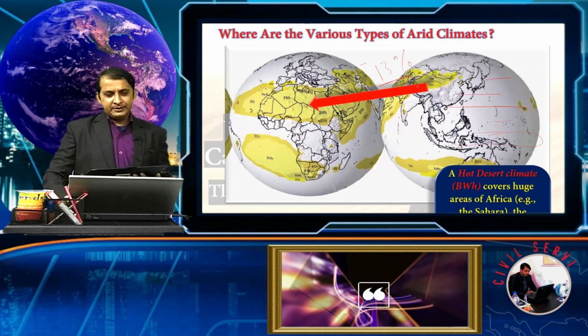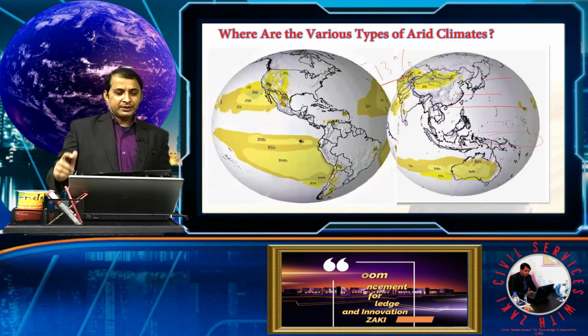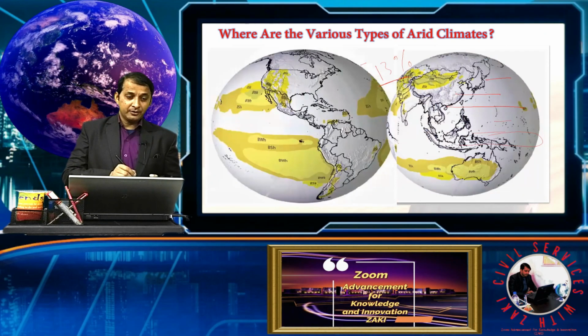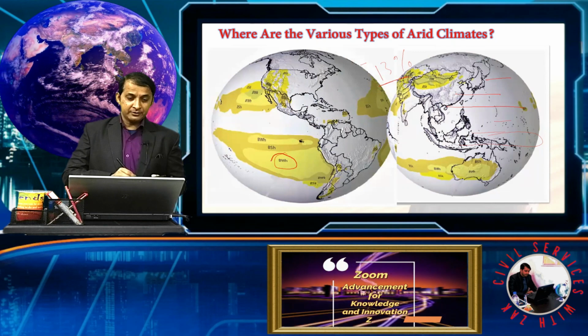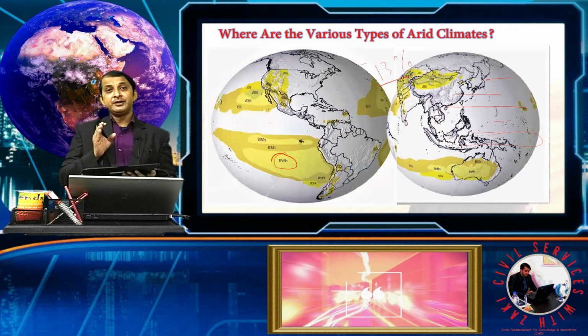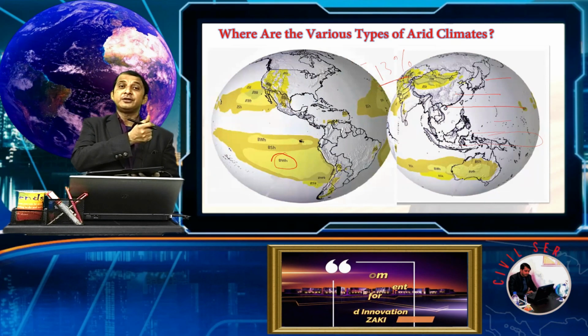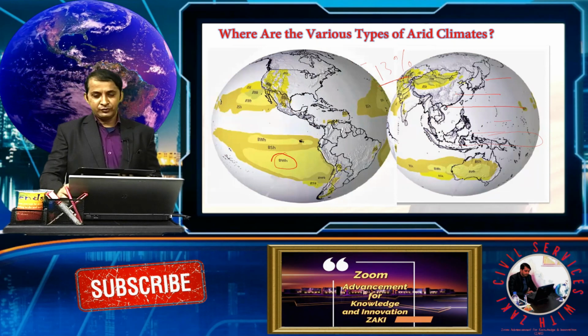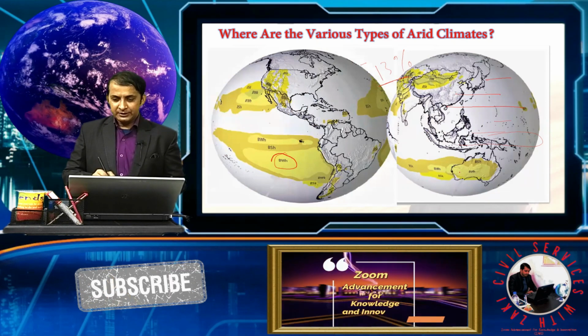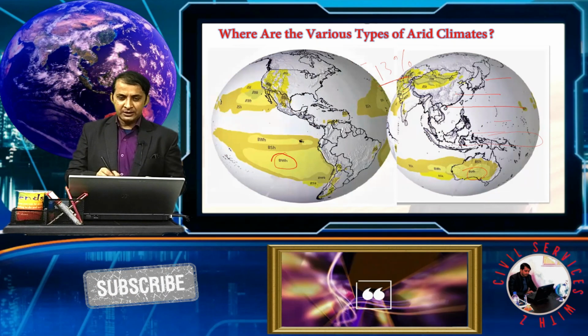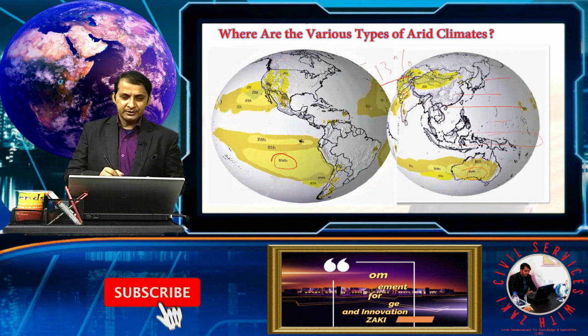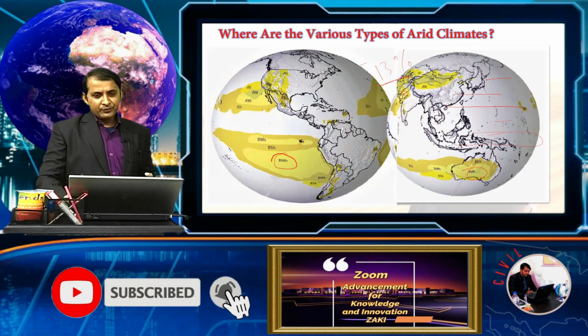See here, these are the hot deserts. These hot deserts also extend towards large portions of the oceans. See here, it is hot desert: Australia, here the Thar desert, and Arabia and so on.